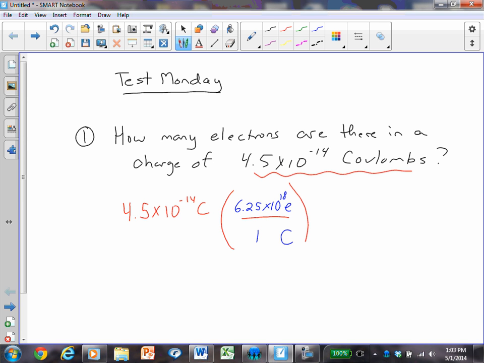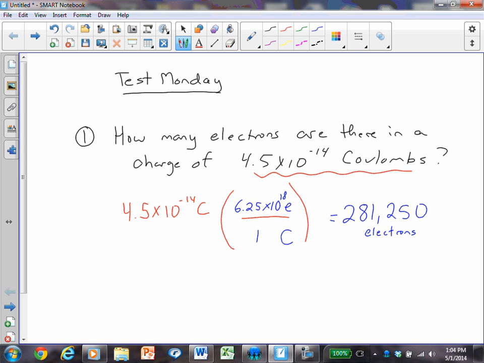So remember, pay attention now so you do well later. 4.5 e to the minus 14 times 6.25 e to the 18, 281,250 electrons. Right?